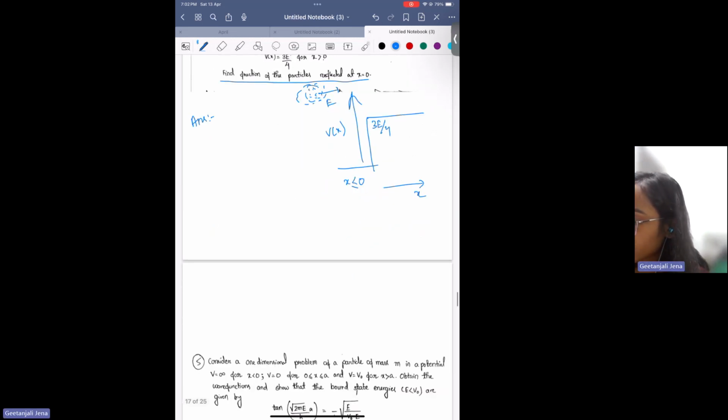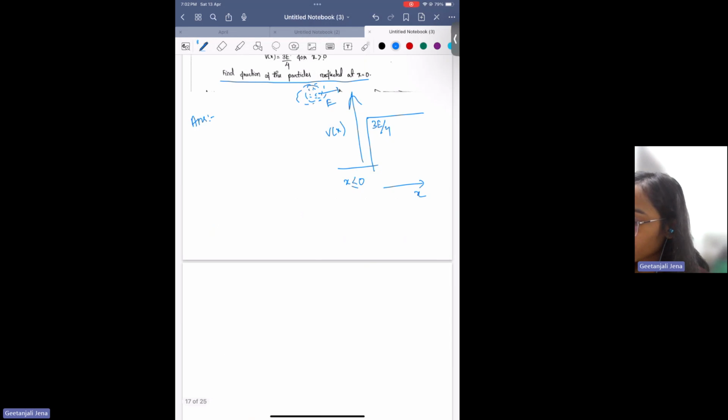To solve this kind of problem, you have different potentials in different regions, so it is better to divide the space into different parts. Let us call x less than 0 region 1. This one is region 2.